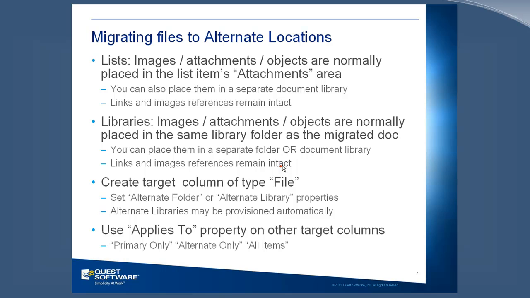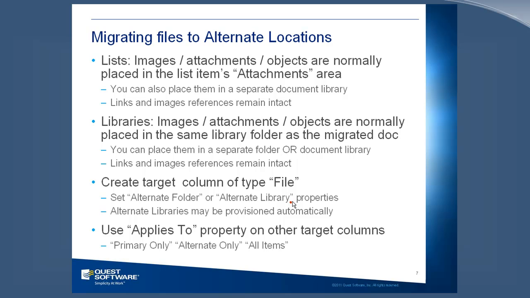Now, the way you would do alternate locations is in your migration job, in your target data definition, you set a column of type file, and that file is something you can map your images or attachments or objects to, whereas you were formerly mapping them to an attachments construct in our target data definition. The file column has properties called alternate folder and alternate library, and you can set either one of those to redirect these pieces to different places.